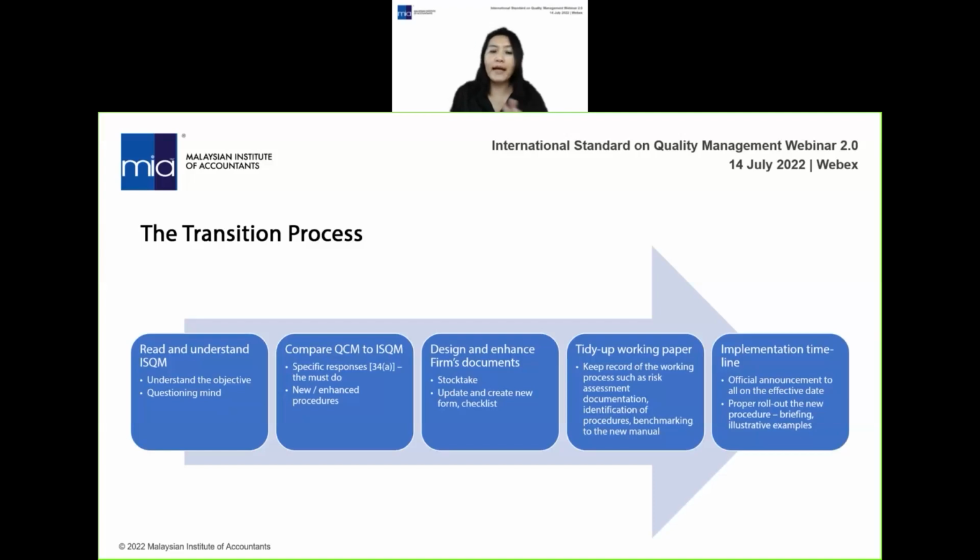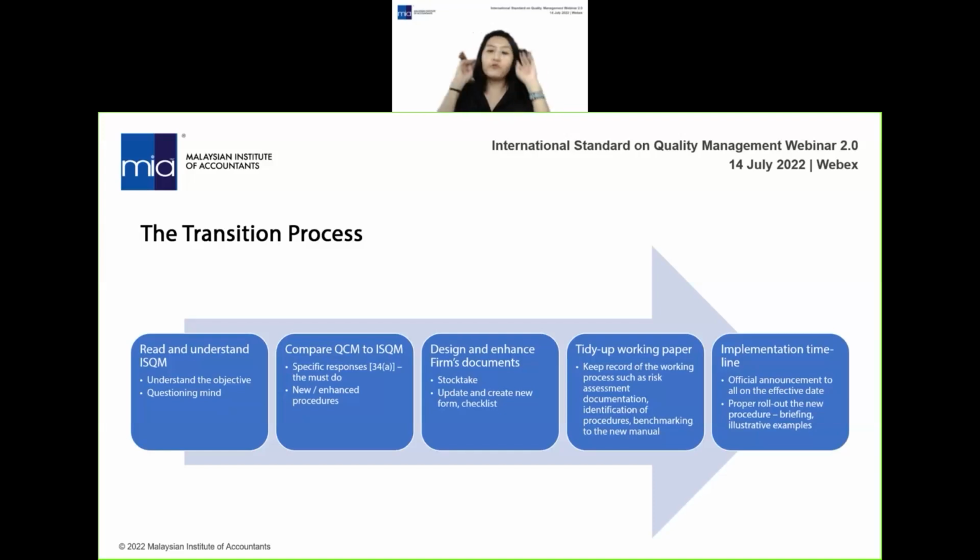Okay. So after you have done all this, you come up with your form, you come up with your checklist, you update your policy, you update your procedures. You identify everything. The next thing is you have to tidy up your working paper. Under the ISQM requirements, you have to keep the records of the working process, such as how you perform your risk assessment. What are the factors that you have considered, and what are the quality objectives that you have identified, and with that quality objective, what are the possible risks that you have identified, and then what are the procedures that you have designed, and what are the forms that you have designed to do the documentation, and also to document your assessment, and to document how you arrive at your conclusion and what are the actions that you have taken.